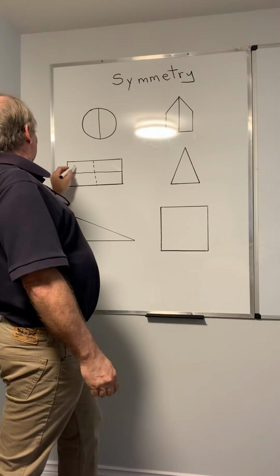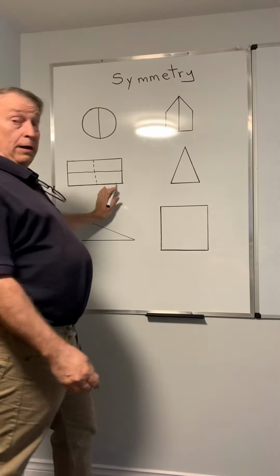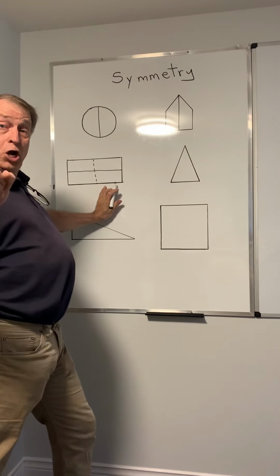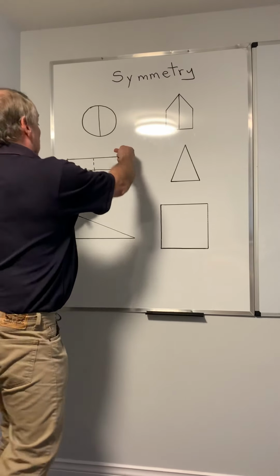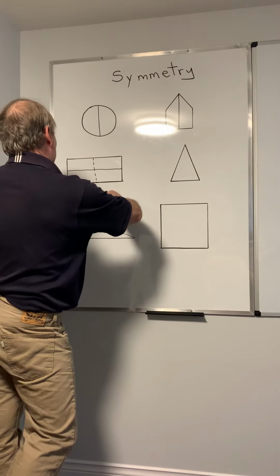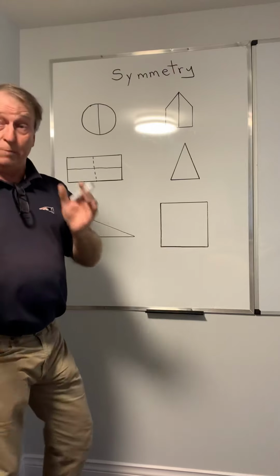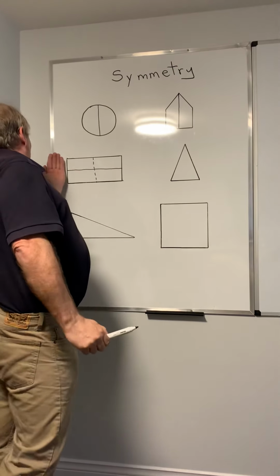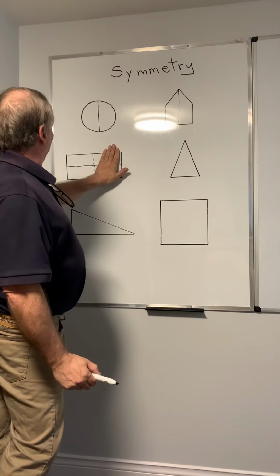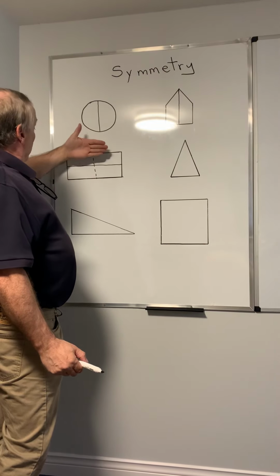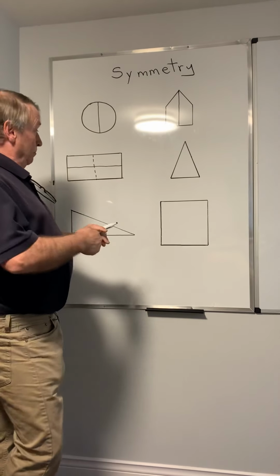Now, if I put it like this across, would that be a line of symmetry? No. The reason being is because if you fold this over, it's going to end up down here. It's going to be in the wrong place. It's not a mirror image. This side is a mirror image of this side. The top is a mirror image of the bottom.